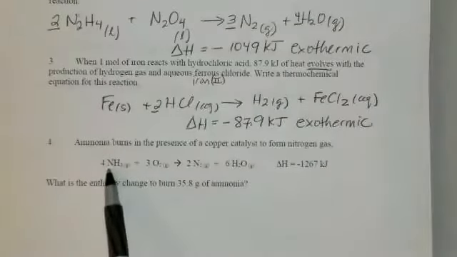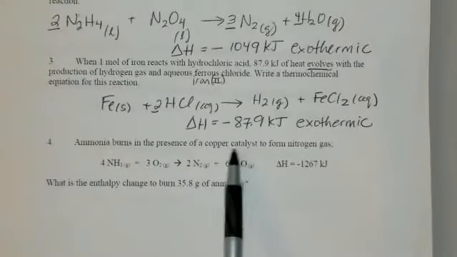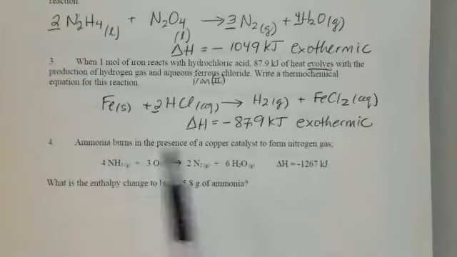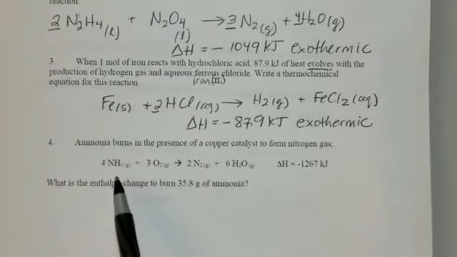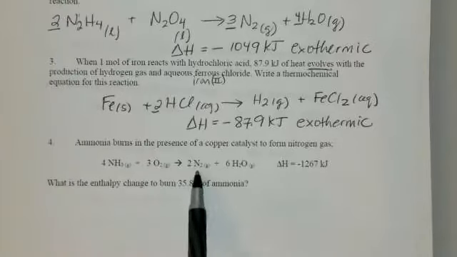So ammonia, which is NH3, burns in the presence of copper, which is just a catalyst, which means it's not used in the reaction. It's just to help lower the activation energy, so it makes it go better. Anyway, ammonia burns and it forms nitrogen gas. So the burning, the combustion process, right? Oxygen is the fuel for fire. We've got the nitrogen gas and all the hydrogen comes out as H2O.